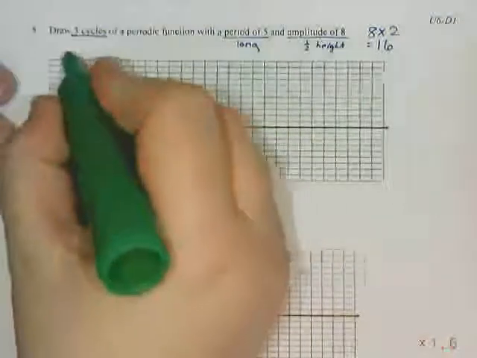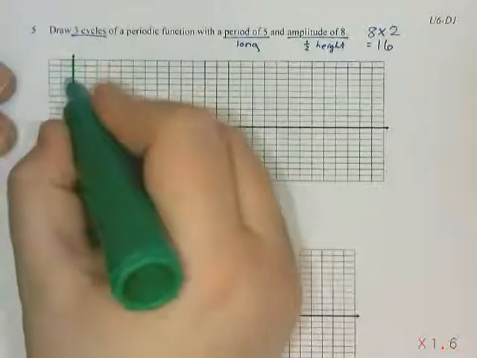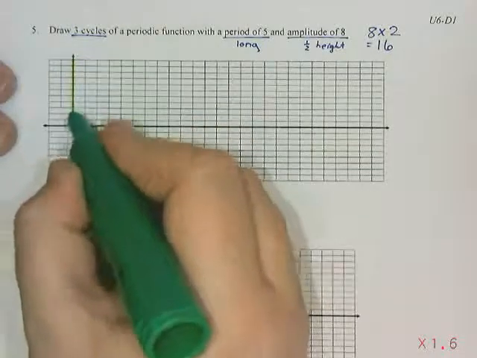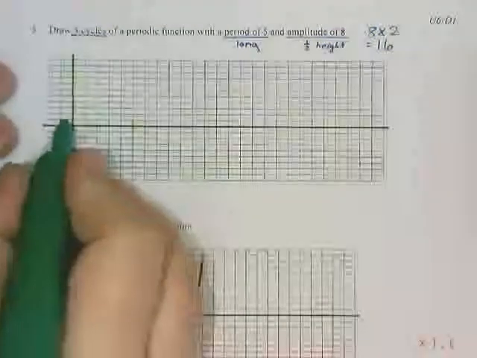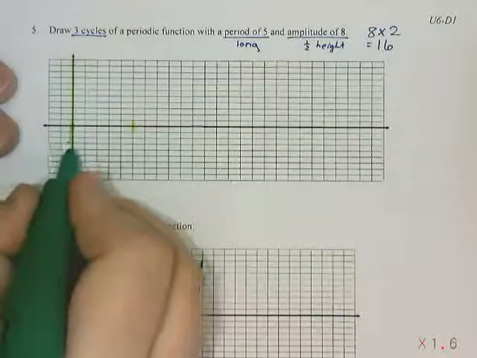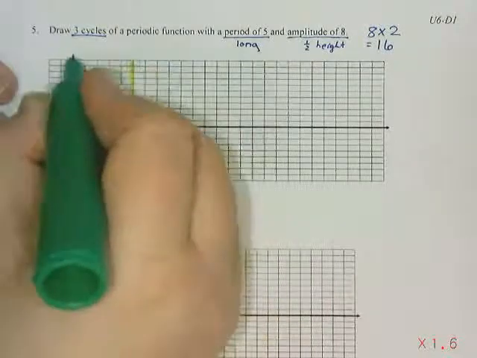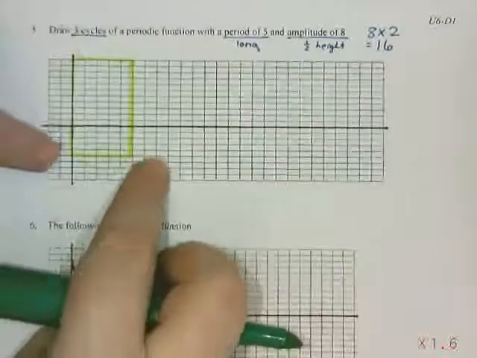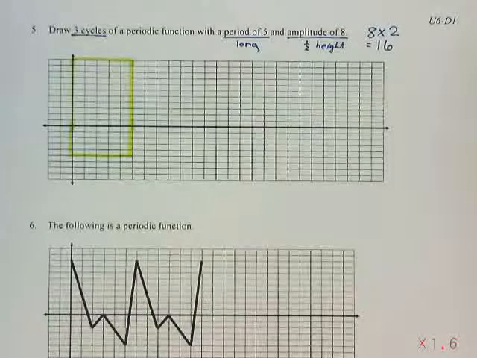So I think maybe I might start at the top. And we're going to go 1, 2, 3, 4, 5, 6, 7, 8, 9, 10, 11. So there's 11 squares on the top, so I need 5 more on the bottom. So 12, 13, 14, 15, 16, and I'm going to make myself a little box that is 16 squares high and 5 squares wide. Okay, and inside of that I'm going to draw my periodic function.